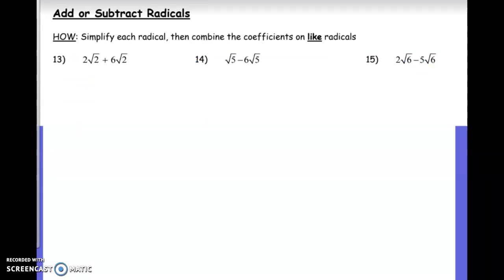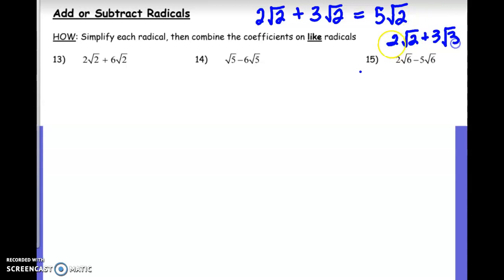Okay, so to simplify we're going to simplify each radical and then combine the coefficients on like radicals. So think of like radicals as being like terms. Okay, so if I had 2 radical 2 and maybe 3 radical 2, I could add them together. 2 plus my 3 is 5, and the radical 2 would stay the same. But I could not add 2 radical 2 and 3 radical 3. Notice they're not like radicals. You have radical 2 and radical 3.